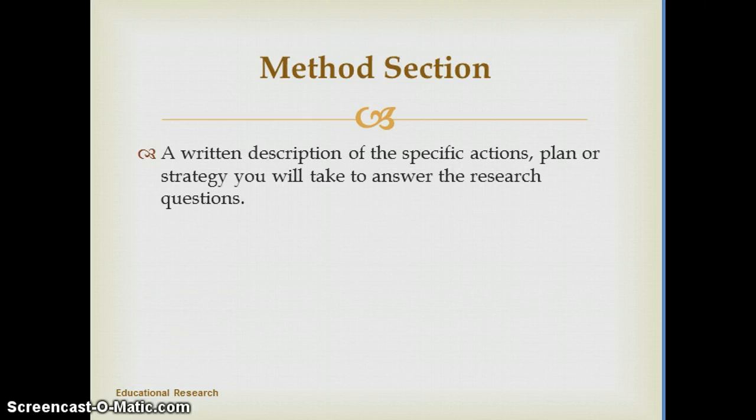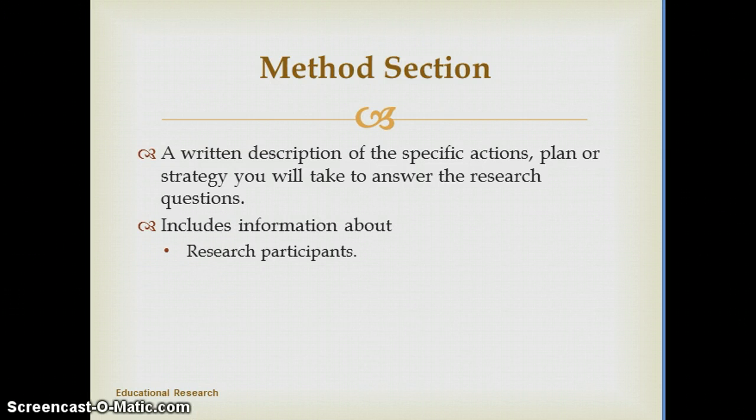After that introduction section, you have a section called the methods section. This is a written description of the specific actions, the plan, the strategy that you're going to take to answer your research question. It includes information about the research participants, who's going to be participating in your study, the design, how you're going to go out and get that data, and if there's an apparatus or an instrument. Again, this goes with the design, which explains overall what you're doing.